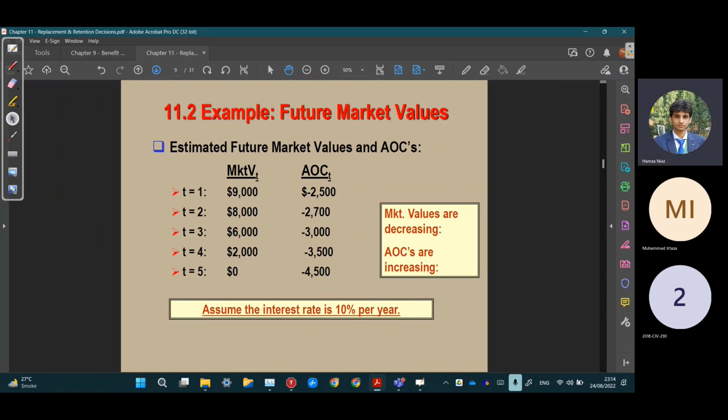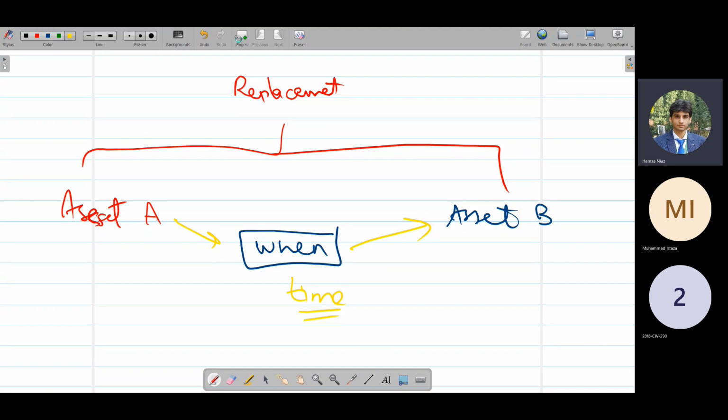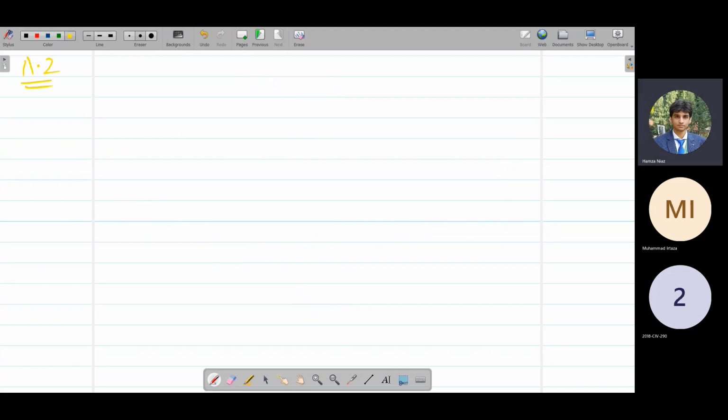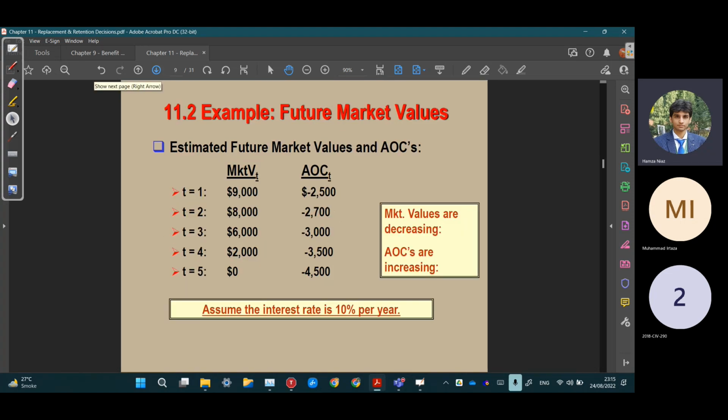For example, in this example 11.2, we are given that we have some machine, an asset. It is 3 years old now. We have something A, it is 3 years old, and its market value is now 13,000. In this example, we can call that asset A. It is 3 years old, and its current market value is $13,000. So we have been provided a 5 year study period, and we have to find the ESL of this asset.